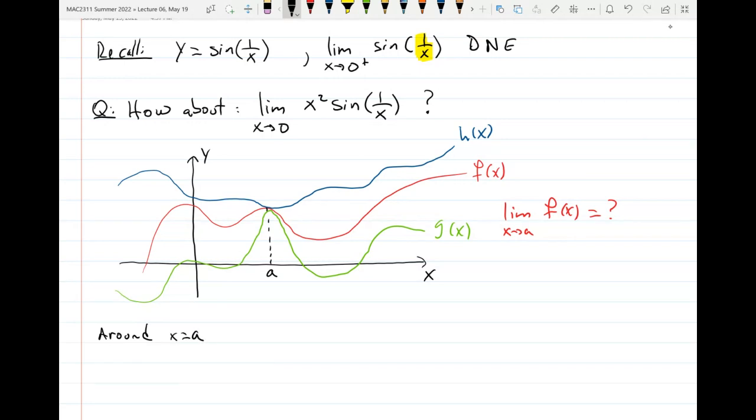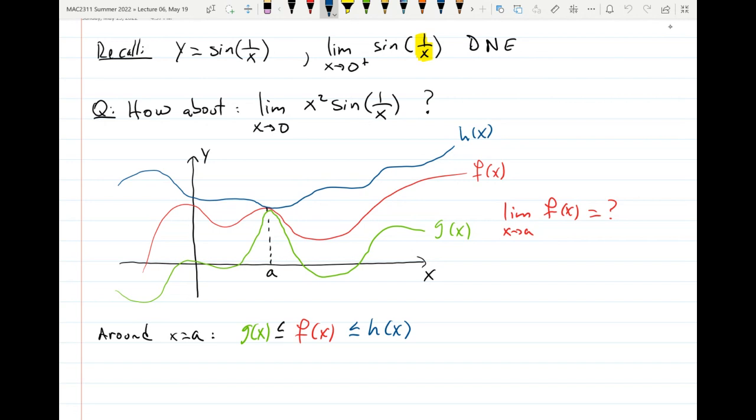around x equals a, they satisfy the following. The function f is always bigger than g and less than h. So the function f is between these two functions g and h, around a. Away from a, I don't really care, but around a, this inequality holds. And even though we don't know what happens with f, let's say that we know what happens with g and h. So g and h are nice enough that we know their behavior around a. In particular, we know their limit.